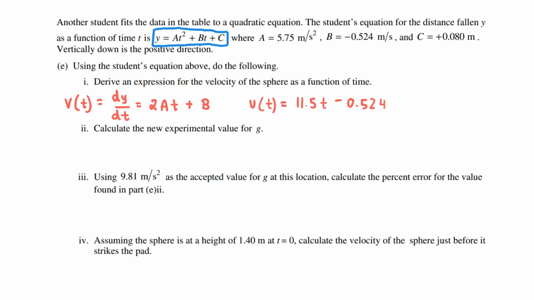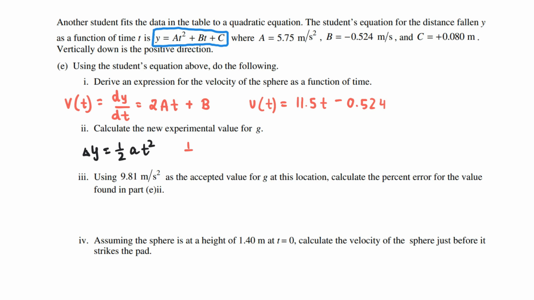For part E2, it says calculate the new experimental value for G. And in order to do this, I think it's good if we understand the similarities between our kinematic equations that we use in physics and this equation that has been used to model the data set in this case. The term that has the at squared, when we typically see that in a kinematic equation, it looks something like maybe delta y equals 1/2 at squared. The term that has t squared in it typically has 1/2 times a in front of it. And a is a constant, and 1/2 is a constant.